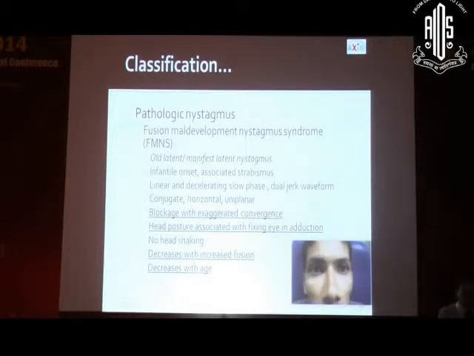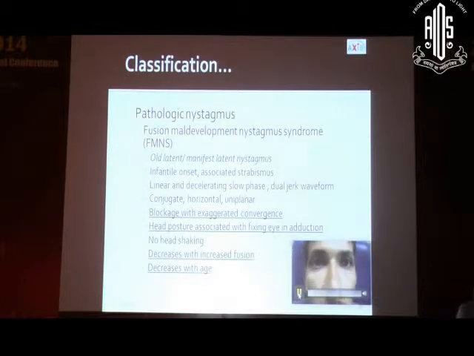The fusion maldevelopment nystagmus syndrome, the FMNS, was the old latent or manifest latent nystagmus. Again, it is an infantile onset nystagmus, usually conjugate, horizontal, and uniplanar. If there is convergence, it can get blocked. The head posture is associated with the fixing eye in adduction. It decreases with increased fusion and decreases with age. When we cover one eye, the nystagmus is more prominent in these cases.